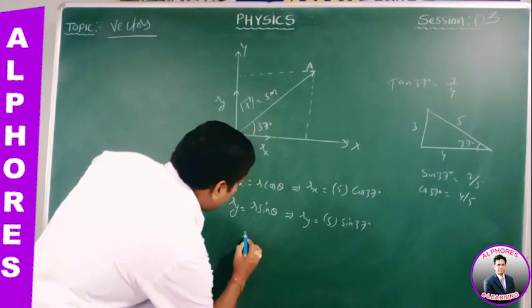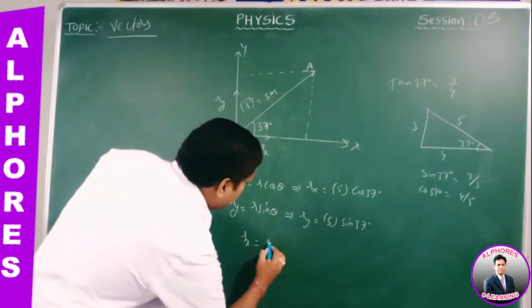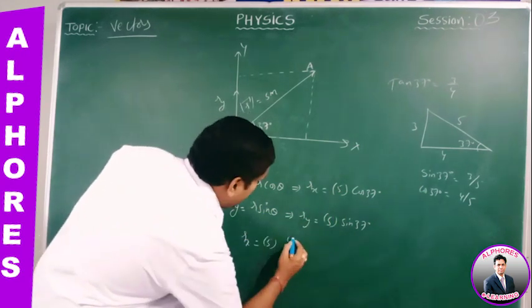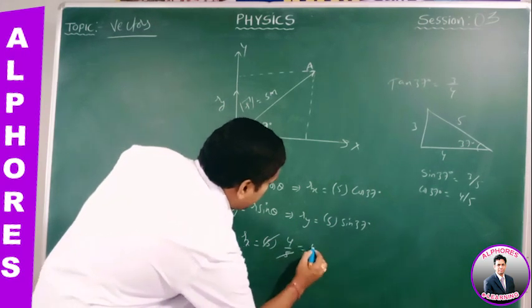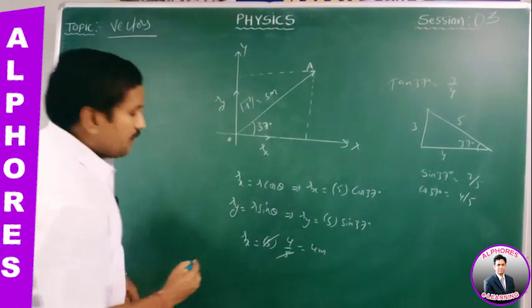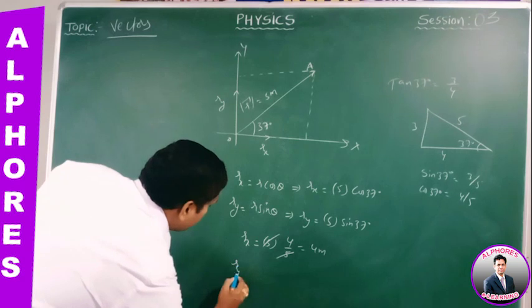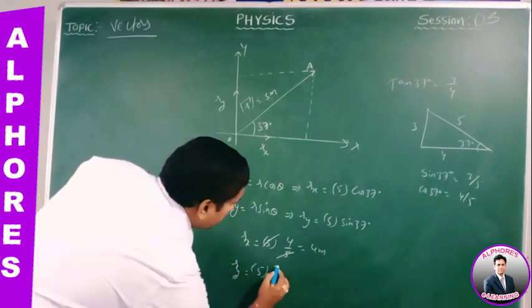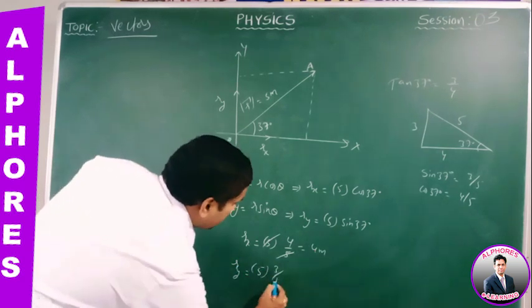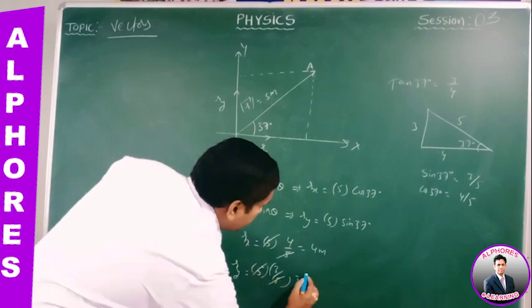Therefore, the value of Rx is 5 into cos 37, which is 4 by 5. The 5 cancels, so that is equal to 4 meters. Again, the value of Ry is 5 into sin 37. Sin 37 means 3 by 5. The 5 gets cancelled, so that is equal to 3 meters.